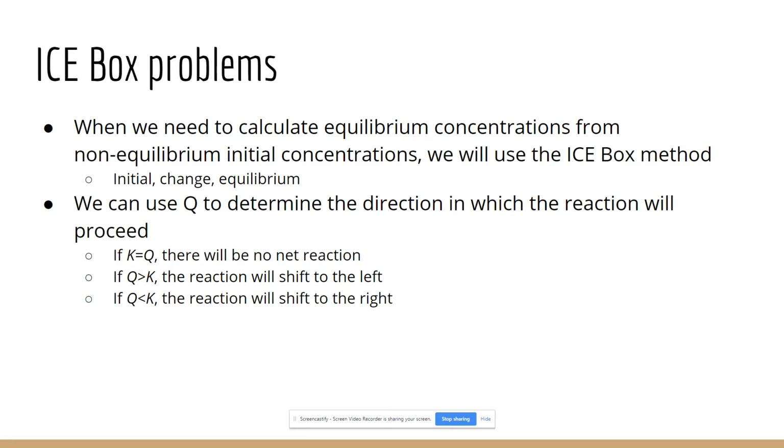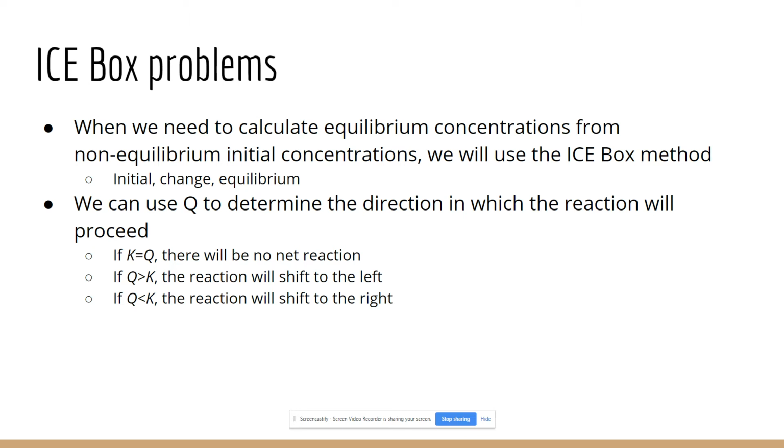Before you can do the problem, you need to determine what direction the reaction is going to proceed. If K is equal to Q, there is not going to be any reaction. The problem's done, nothing to solve. If Q is greater than K, the reaction will shift to the left, meaning I'm going to be increasing my reactants, decreasing my products. And if Q is less than K, the reaction will shift to the right, meaning we're producing more products and getting rid of some reactants.